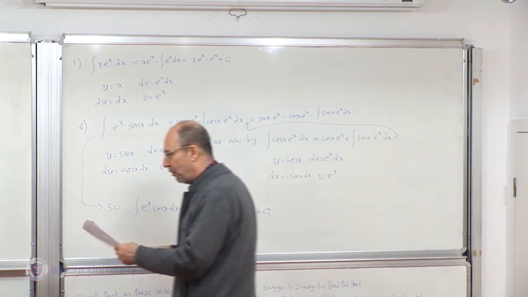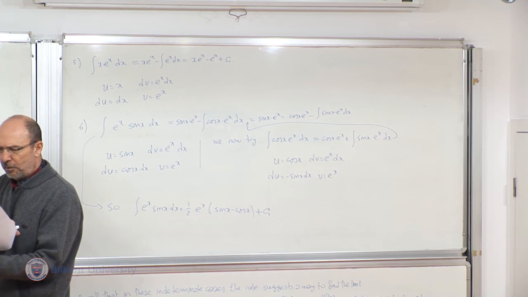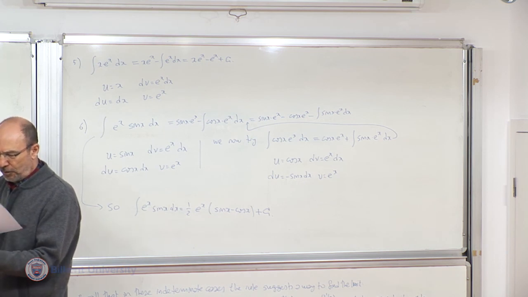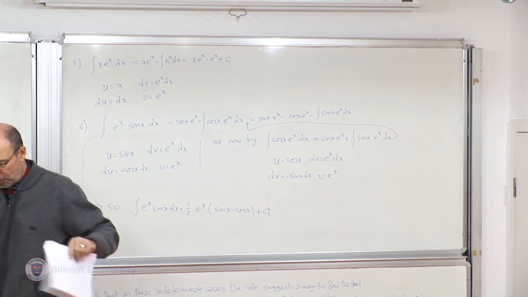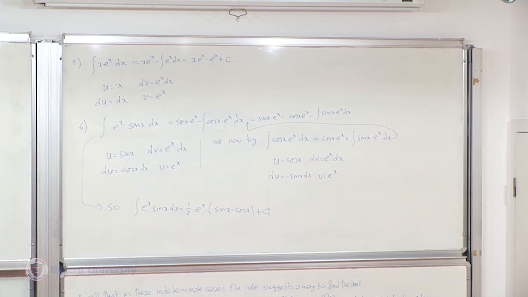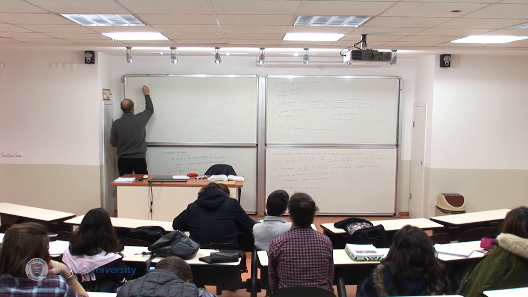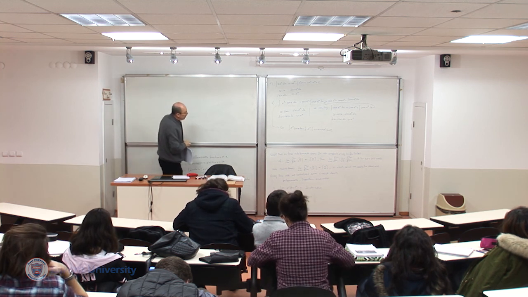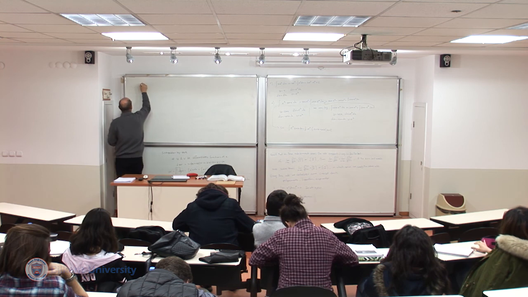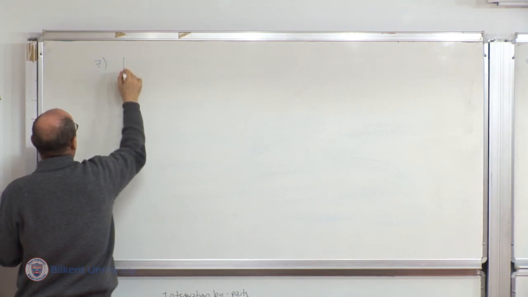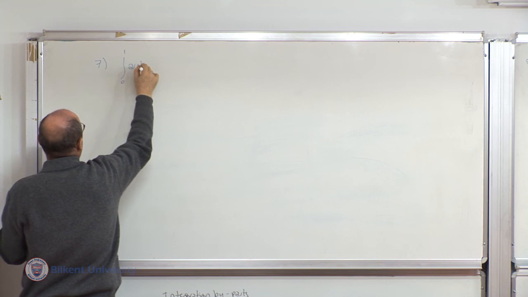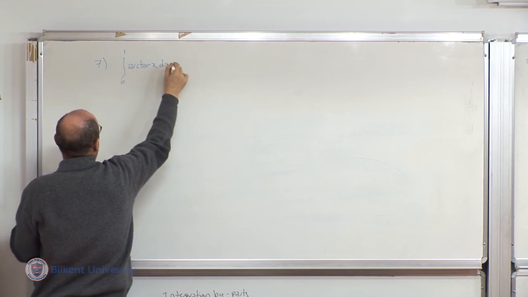Okay, let's do one with arctangent, and then I'll have interesting reduction formulas, etc. So let's do one arctangent. Am I continuing the right number? 6, 7. Integral from 0 to 1, arctangent x dx.